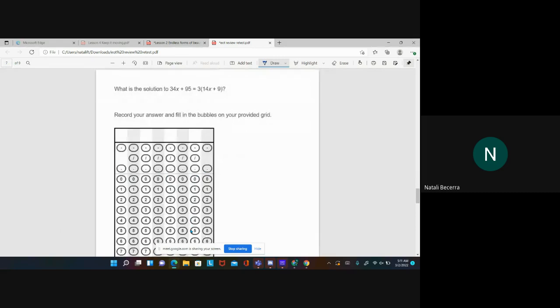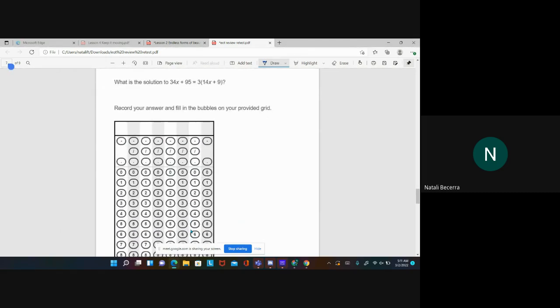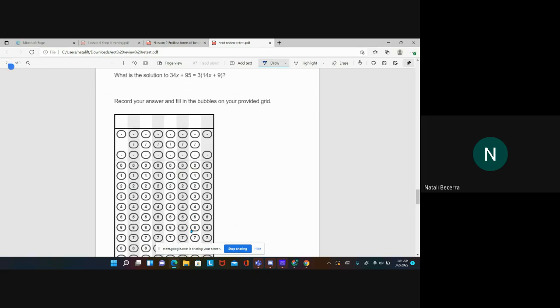All right, moving on. What is the solution to this? So whenever you do this one, you could do this by hand. You have to distribute and then combine like terms and solve for x. I'm not going to show you how to do that for this video because I feel like it's already too long. I'm going to show you how to do it in decimals.